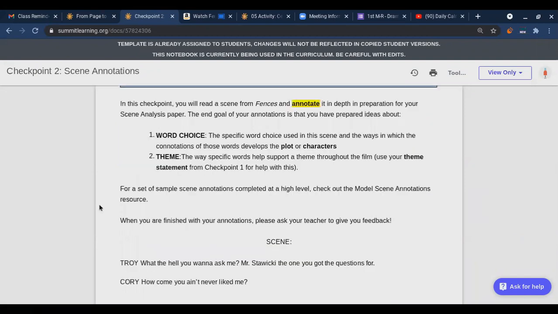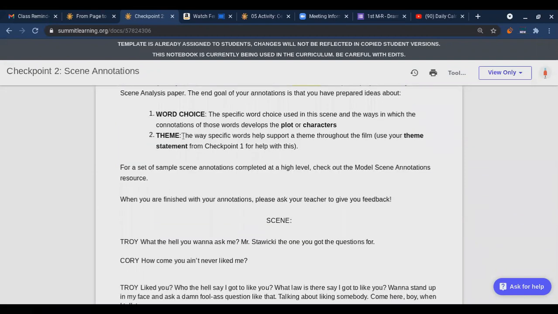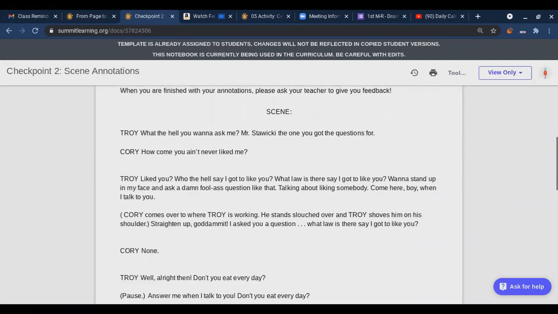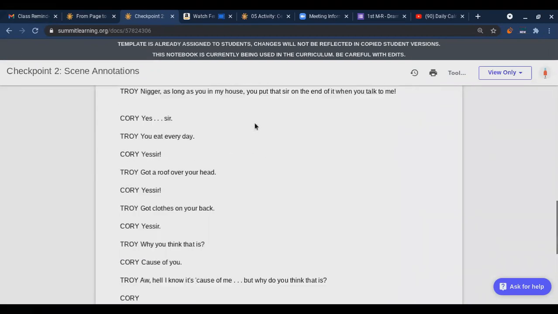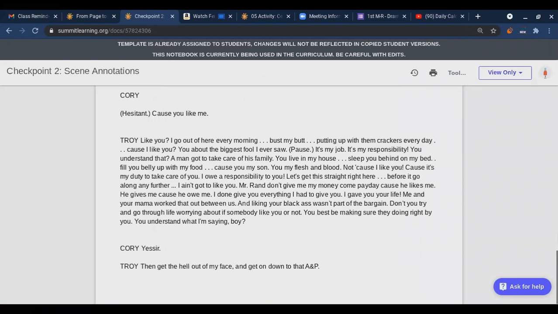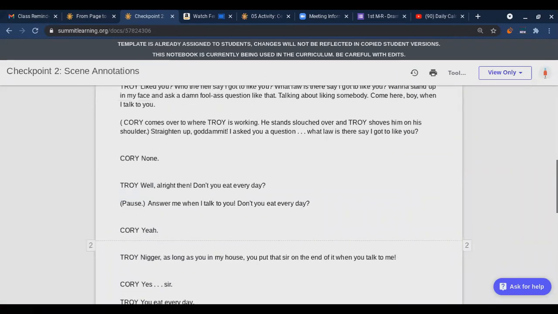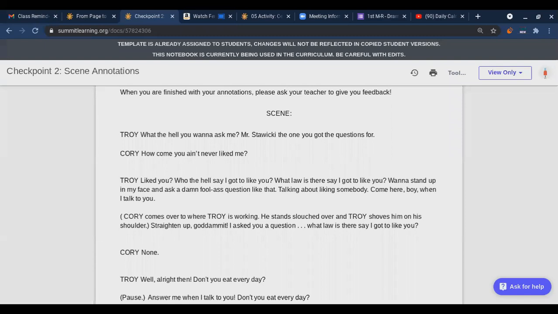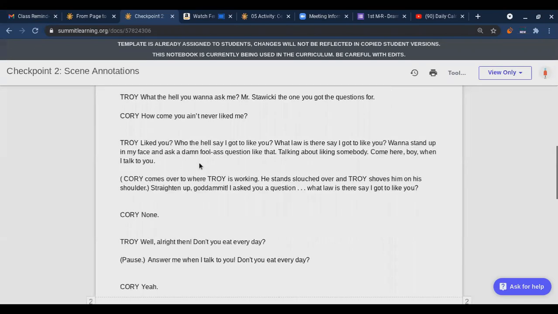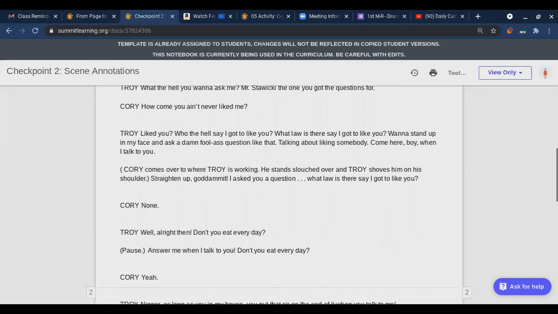Now that we understand what we're doing in the directions, you can see there's a scene here that we're going to read to annotate. The scene here is one we've all already seen. It was the scene where Corey asks Troy, why don't you like me? And then Troy gives him that speech about doing right by people, and I have a responsibility to do all these things for you. He's saying, do you eat every day? Do you have clothes on your back? Do you have a place to sleep at night? That sort of thing.